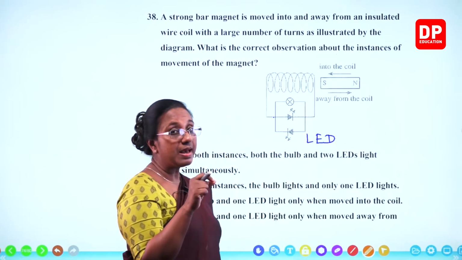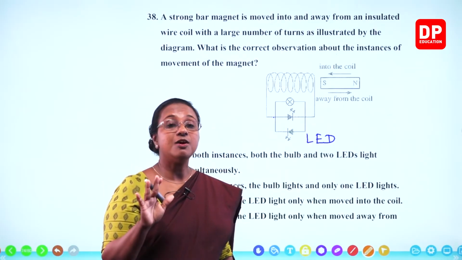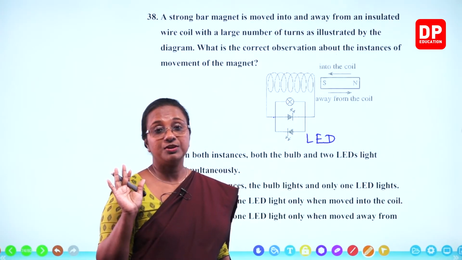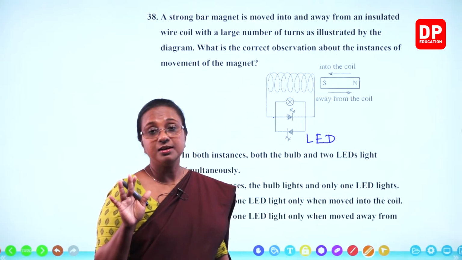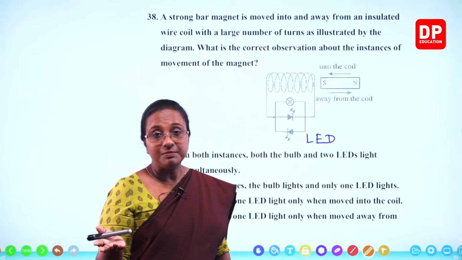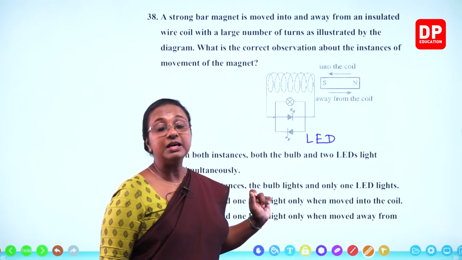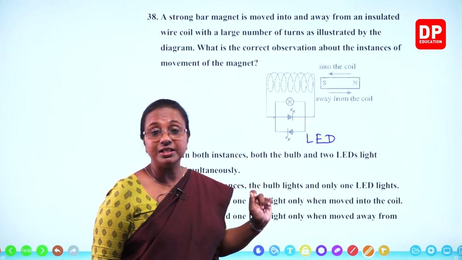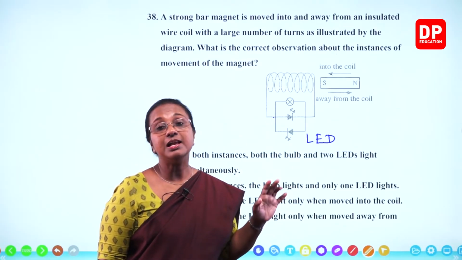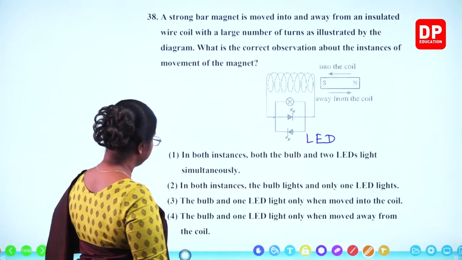But if you hold the magnet inside the coil, will there be a change? No. Why? Because there is no change in magnetic flux, there is no induced electromotive force, therefore there is no current flow. Again, when you move the magnet away from the coil, there will be deflection, and of course the current will flow in the opposite direction. So, the bulb and the other LED will light. Is that clear, students? Now, let's look at the observations.